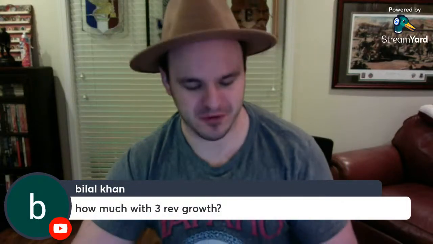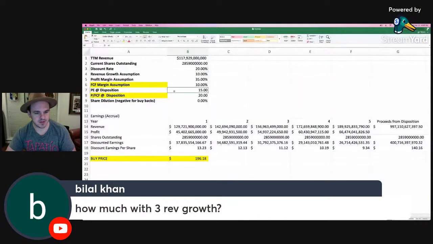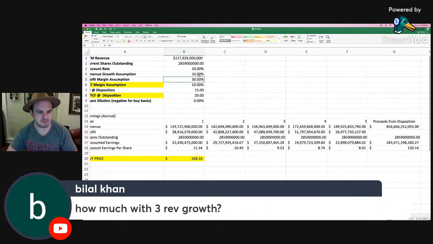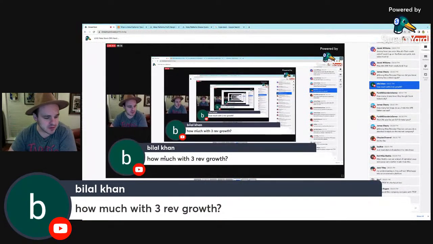How much would 3% revenue growth be? We can go back real quick. Let me share my screen. Pull this up. So, I would say to be safe, profit margin 30% and revenue growth, we'll say 3%. For a 15% return, 150. It seems like 150, 140 would be an extremely attractive price. But that's just me. You can do your own research.